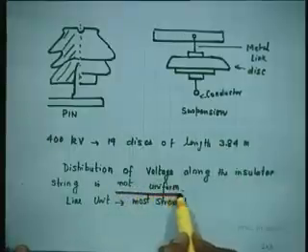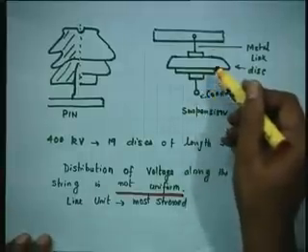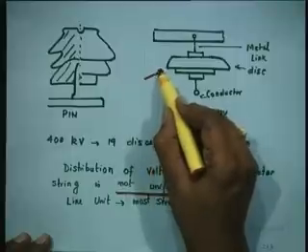Distribution of voltage along the insulator string unfortunately is not uniform. This is the main problem. Which unit is most strained or stressed? The one closest to the conductor, and that unit is called the line unit. Since in this figure there is only one, this is called the line unit.